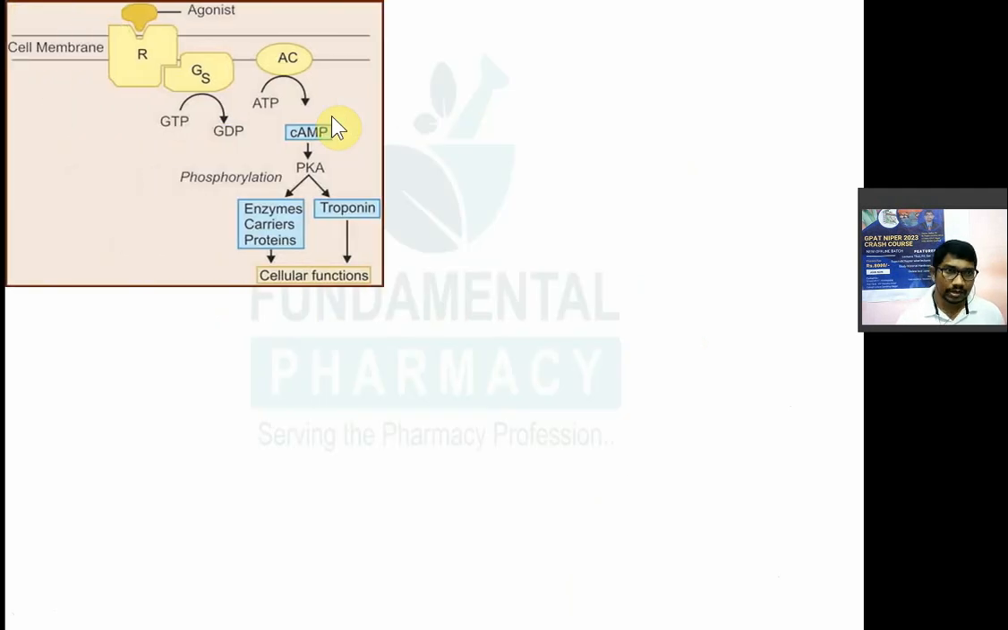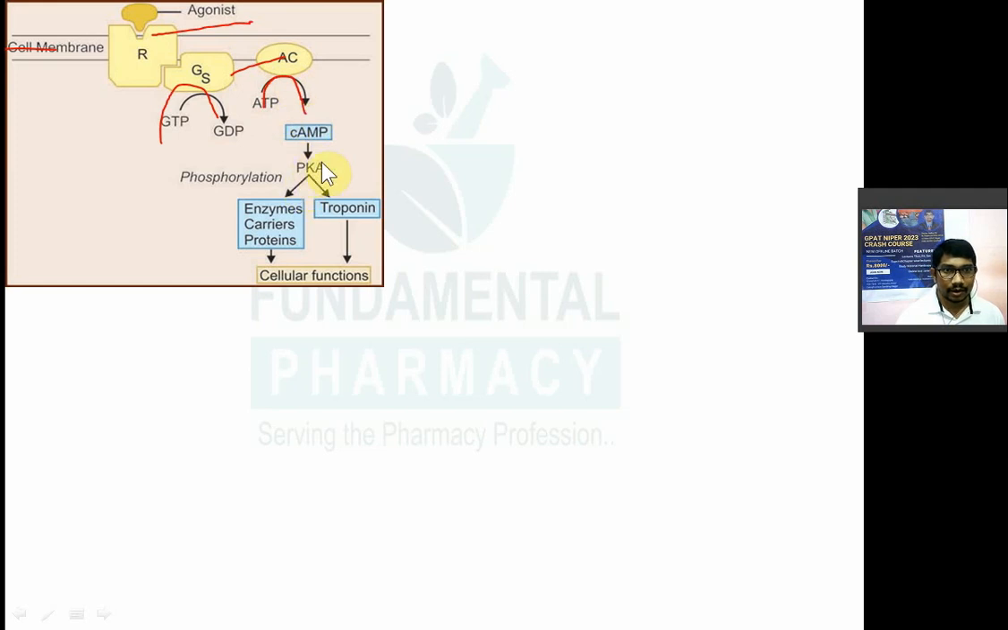Okay, now you can see over here again. This is the cell membrane and this is the G protein coupled receptor. So the agonist drug will interact with the G protein. For example, if G stimulatory protein is involved, it will convert GTP into GDP, and activate adenylyl cyclase. Activation of adenylyl cyclase will convert ATP into cyclic AMP.